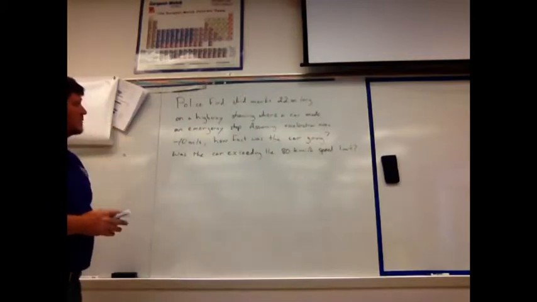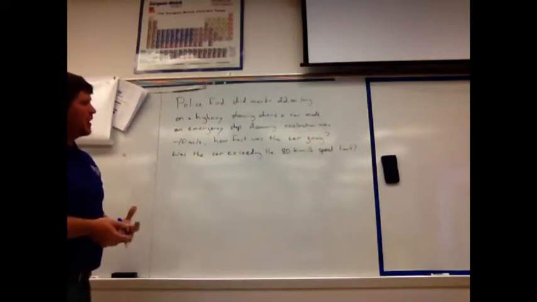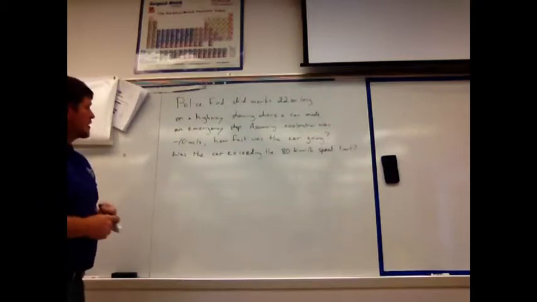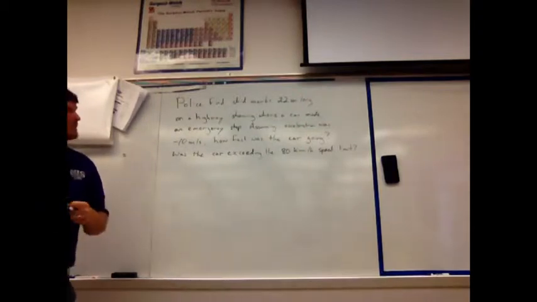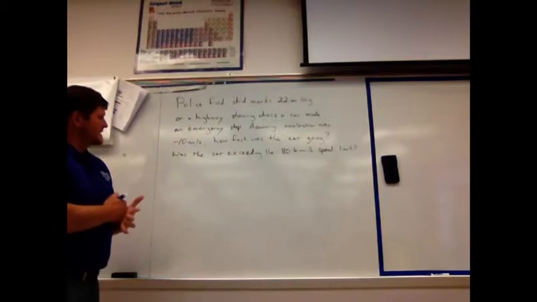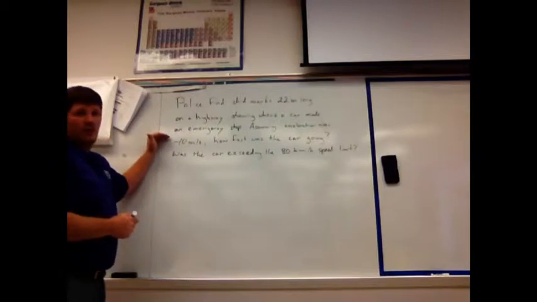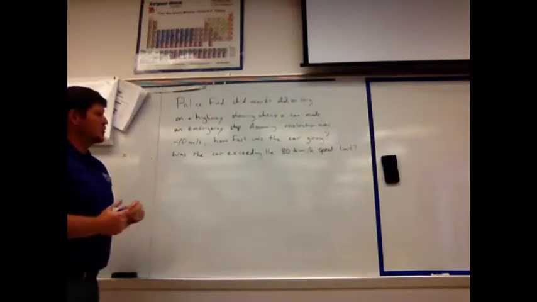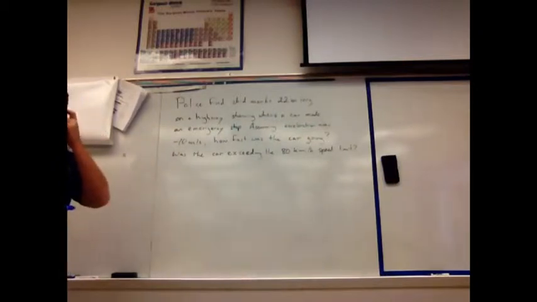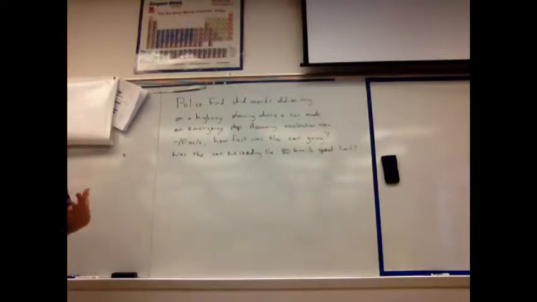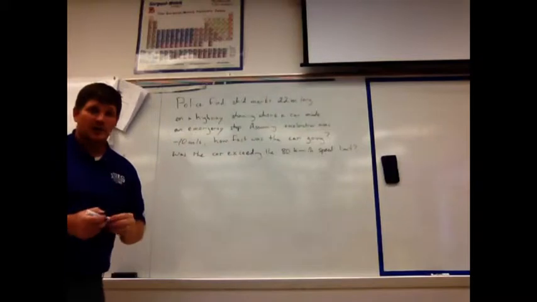So the question asks, police find skid marks 22 meters long on a highway showing where a car made an emergency stop. Assuming acceleration was negative 10 meters per second squared, how fast was the car going? That's part one of the question. And then part two, was the car exceeding the 80 kilometers per hour speed limit? So first things first, we probably need to write down, what do we know?